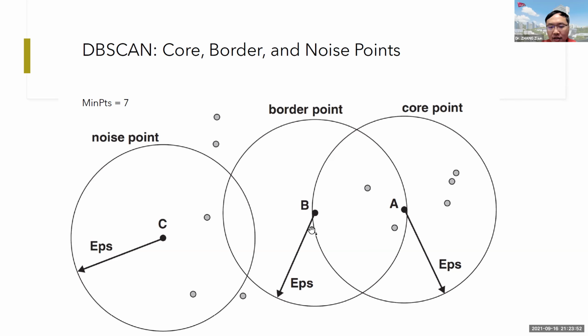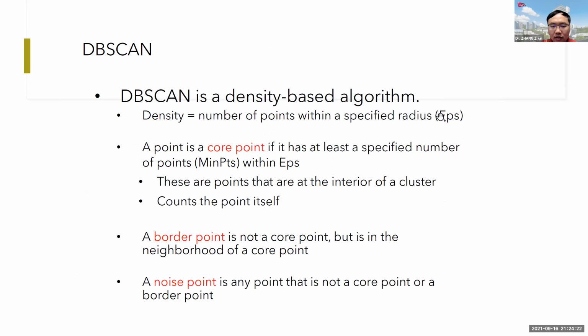A neighbor means it is within another sweep circle. B is within the circle swept by A, so it becomes a border point. Border point means any data point that is not a core point but is a neighbor of a core point. So we call it a border point.